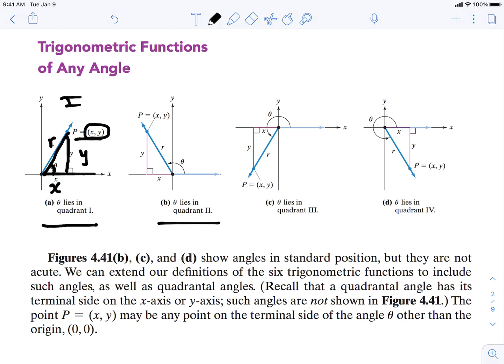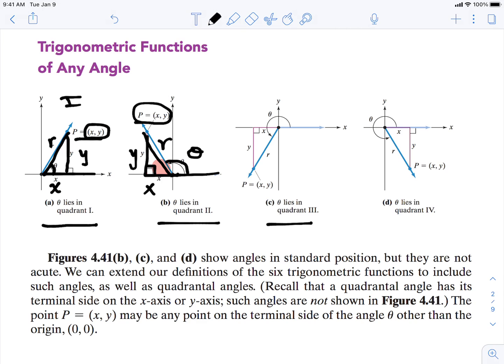Quadrant 2, here is the angle theta, and then we have our right triangle drop down with our point. This is our x, y, and r. We will need to use a reference angle that I'm highlighting here in the red.